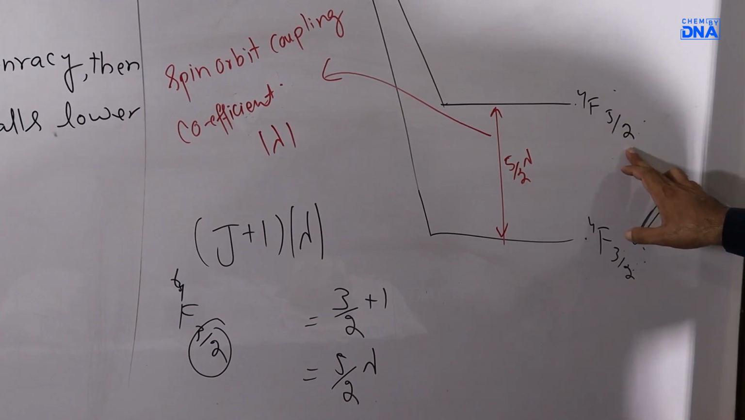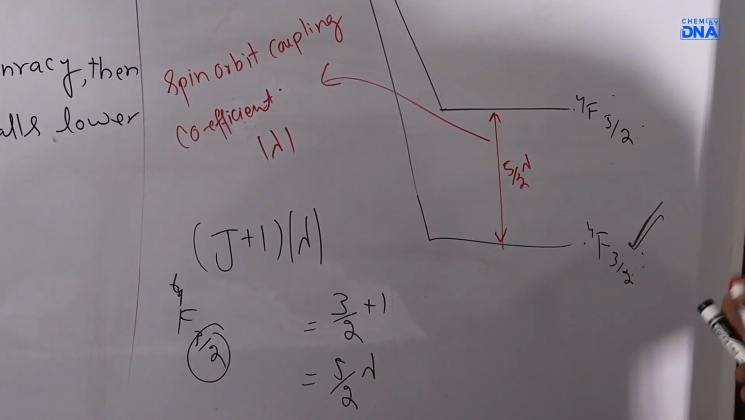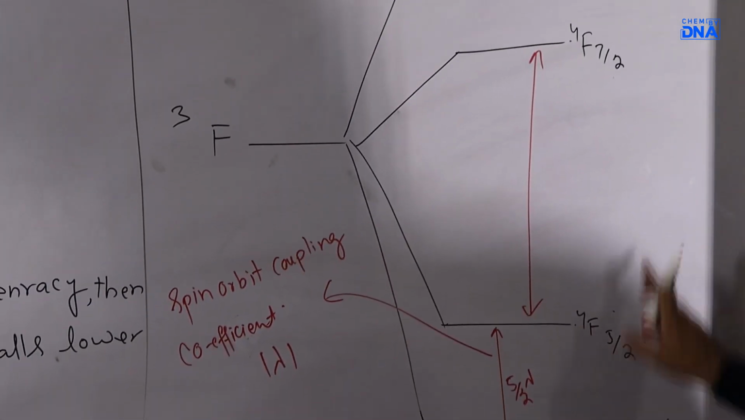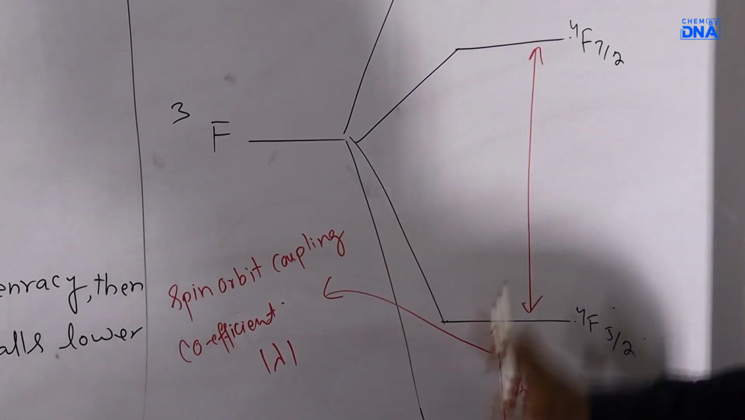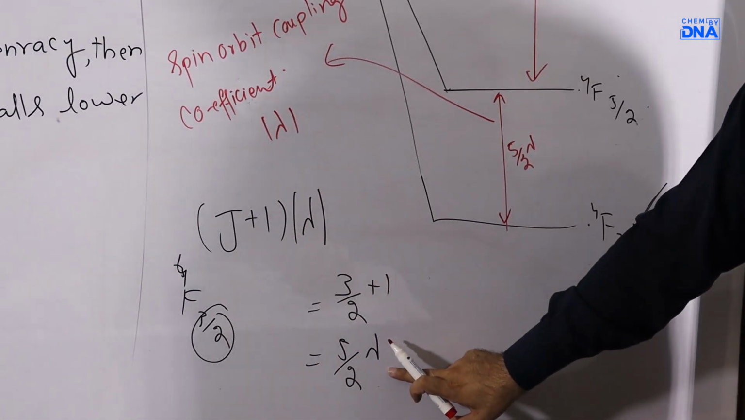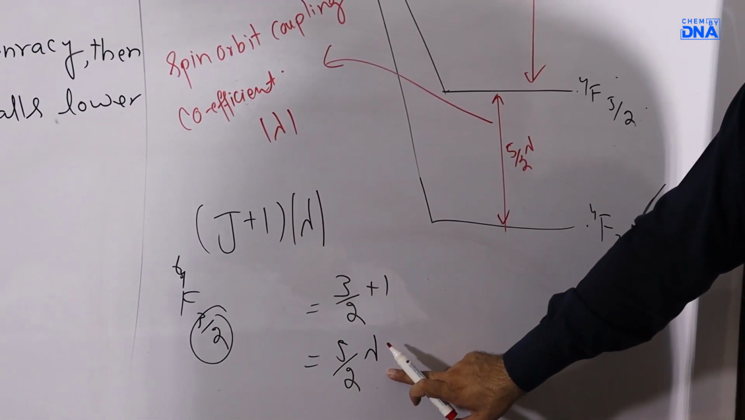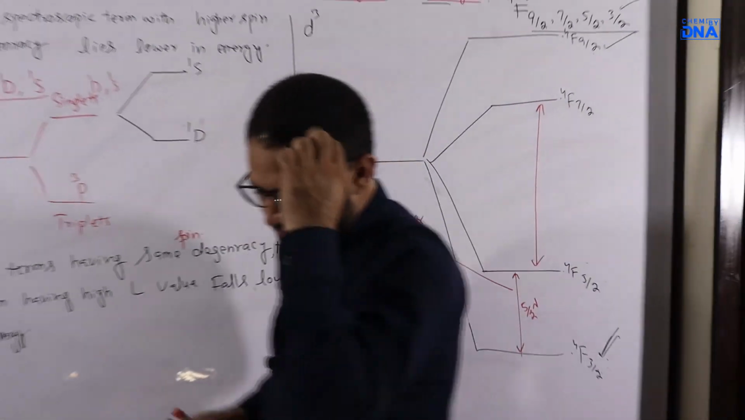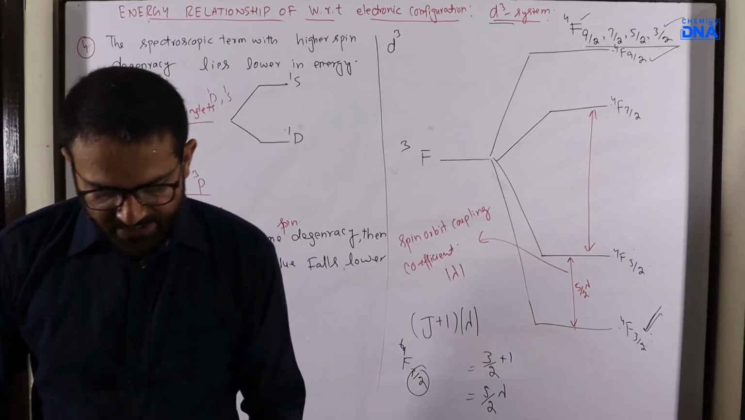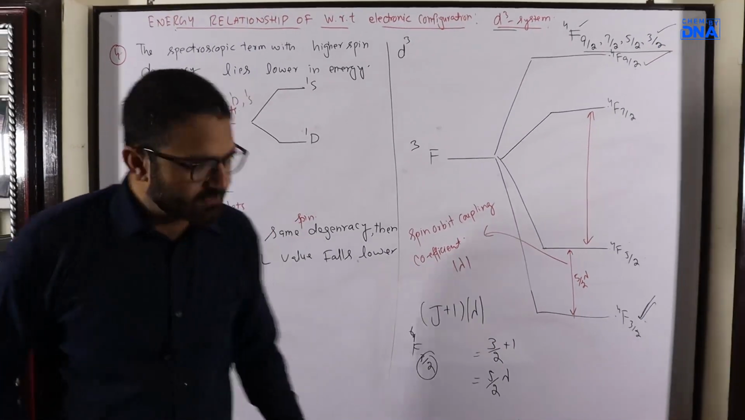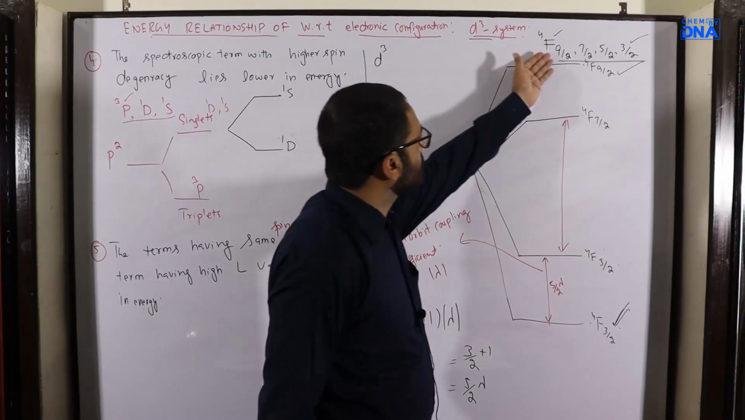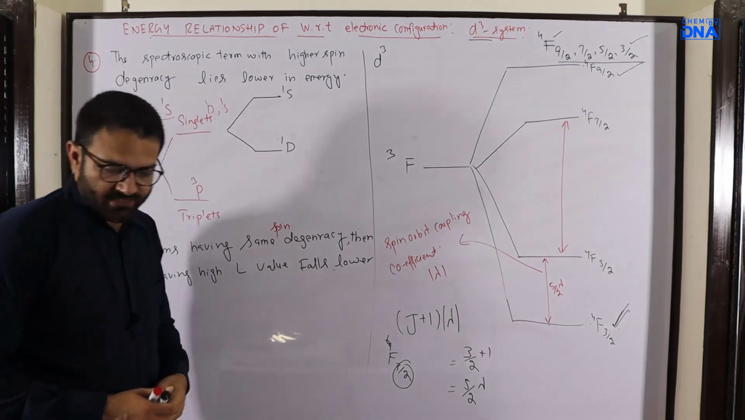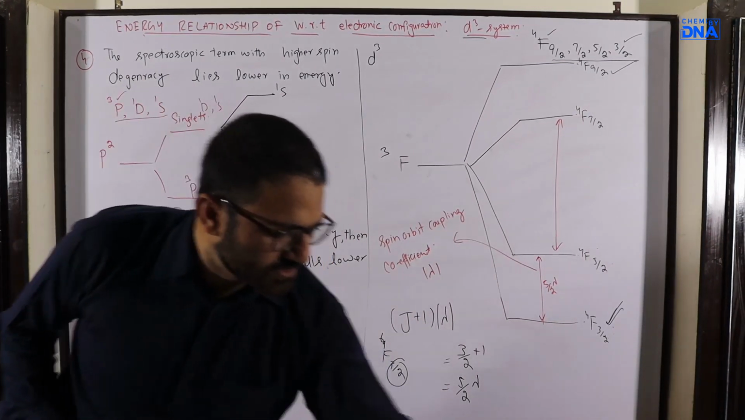In a similar fashion, you can also calculate the energy difference between F quartet 5 by 2 and F quartet 7 by 2 by using this kind of formula for the spin orbit coupling coefficient. Okay, now we will move ahead towards the magnetic splitting patterns in all these spectroscopic terms which are for the D3 system. Now let me move ahead. I would like to erase it. Please note it down.